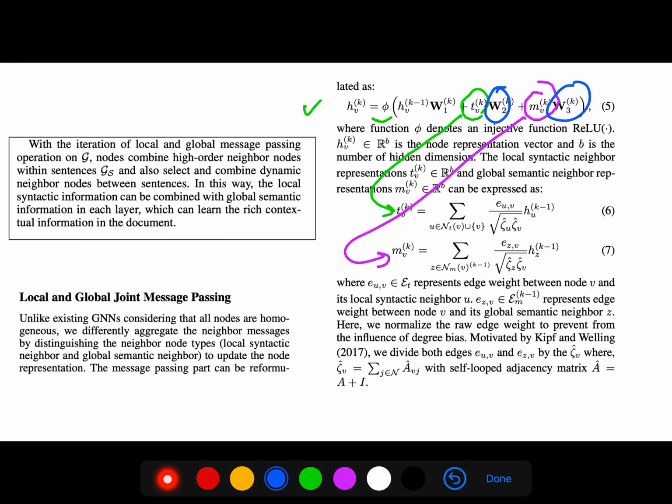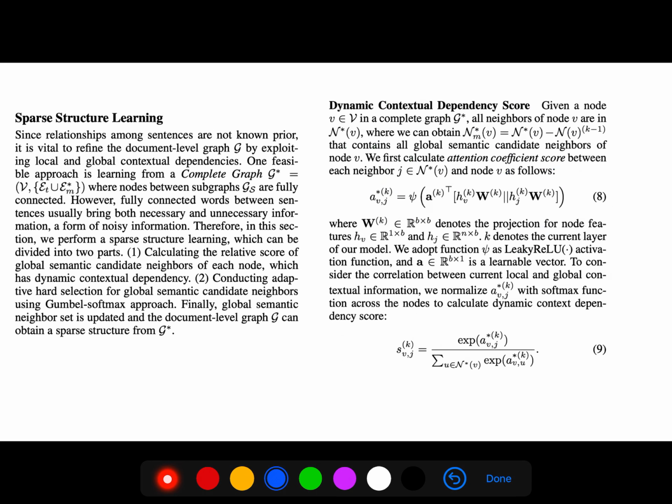And you see that they just use the information of edges and the representation of the previous step, because U here is the neighborhood of your static information, and Z here is the neighborhood of your global semantic neighbors. And then your sparse structural learning.